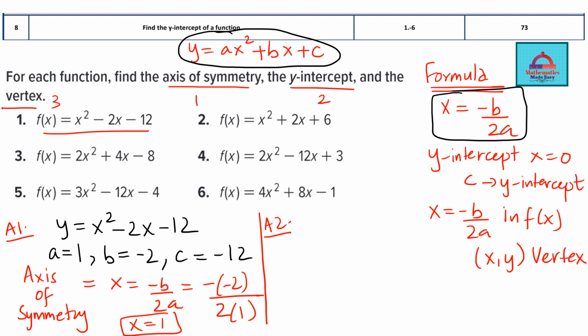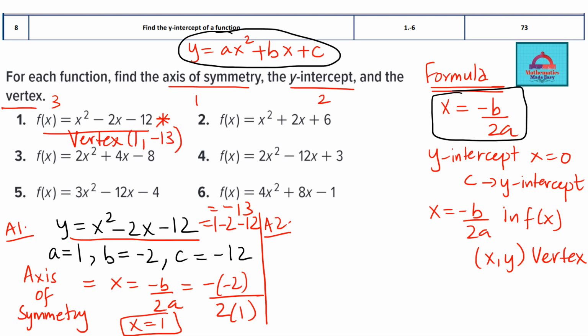When I put x equal to 1 in the given equation, let's see what is the value of y. When I put 1, this is 1 minus 2 minus 12. So this is going to come out to be minus 13. So what is the vertex here? x equal to 1, y equal to minus 13.